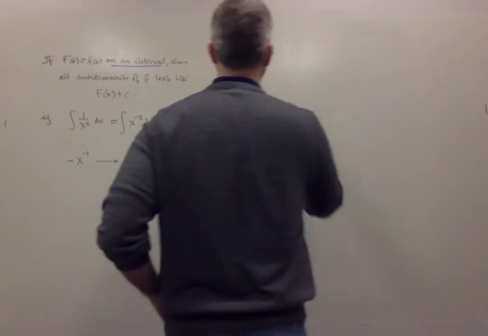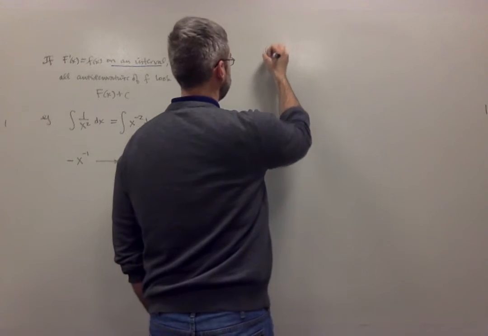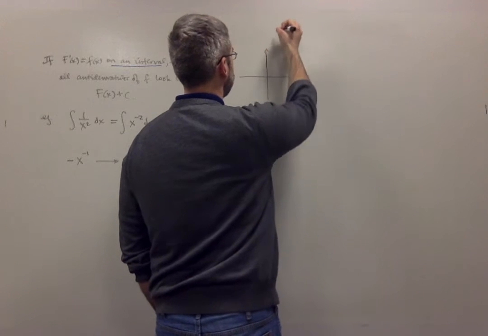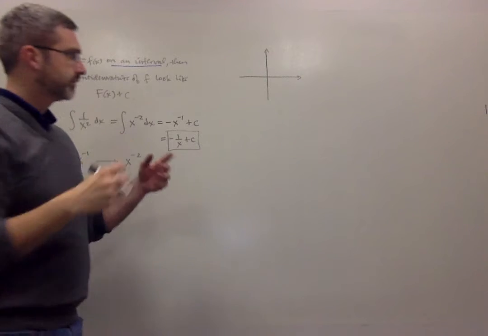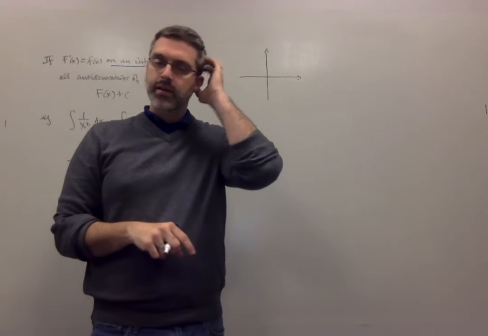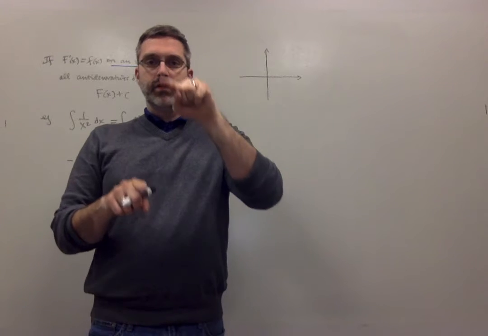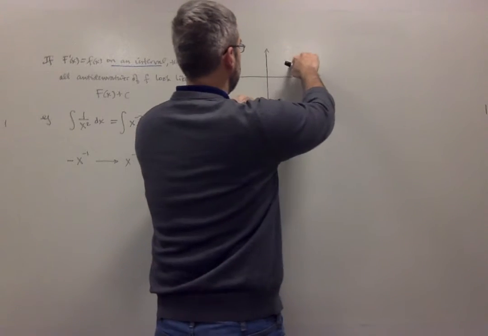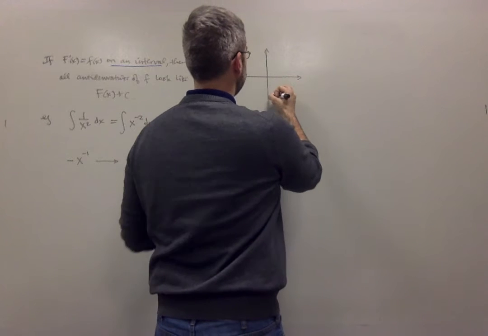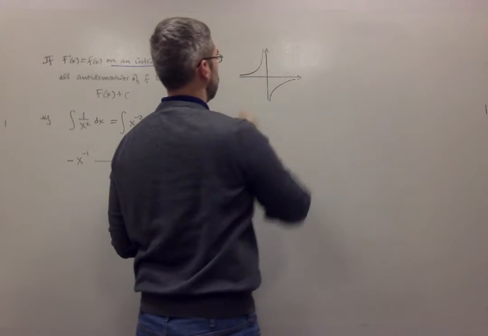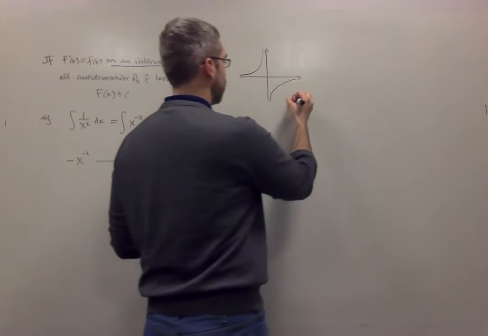Okay, on an interval, you guys should probably remember what 1 over x looks like, right? 1 over x looks like this. Or maybe you do that backwards. Negative 1 over x looks like just the flipped version of that. So negative 1 over x looks like this. Okay, this is negative 1 over x.